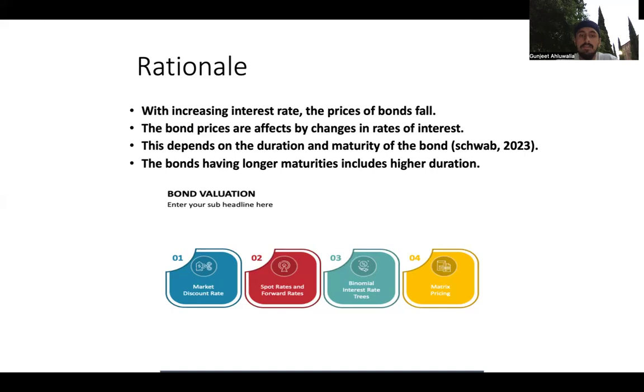Understanding these dynamics helps investors anticipate how their bond investments will respond to changes in interest rates, enabling them to adjust their portfolios strategically to manage risk and optimize returns. It underscores the importance of considering duration and maturity when making bond investment decisions.